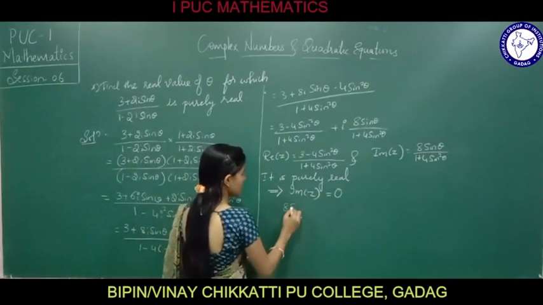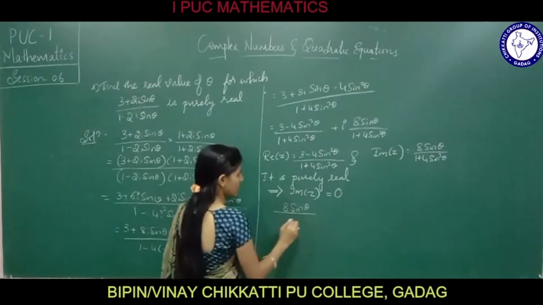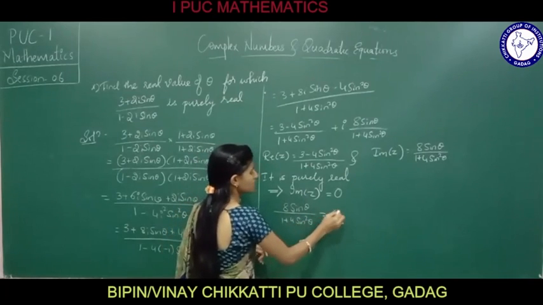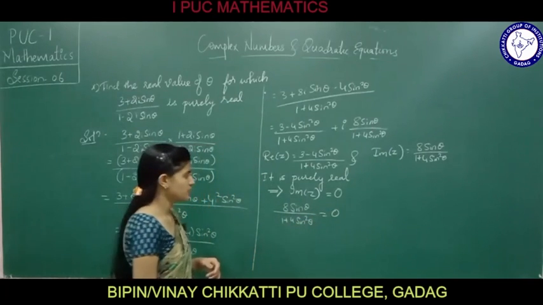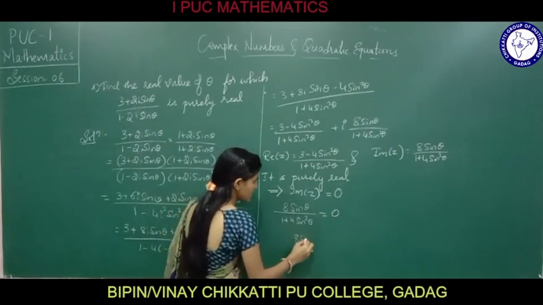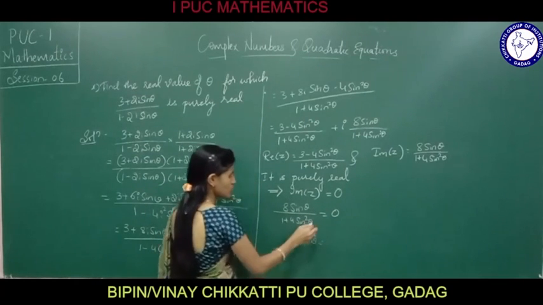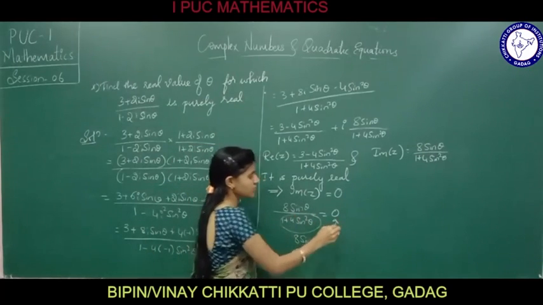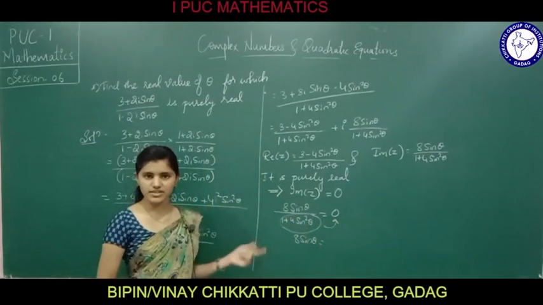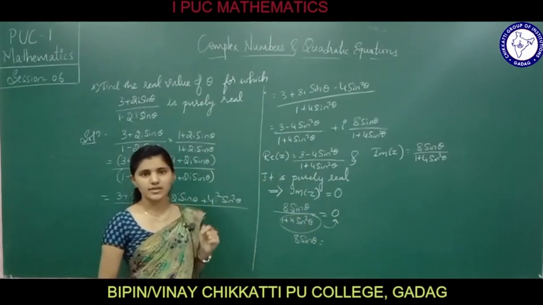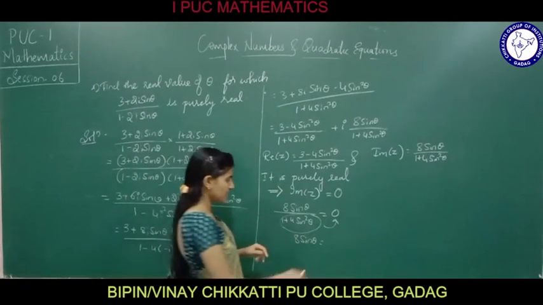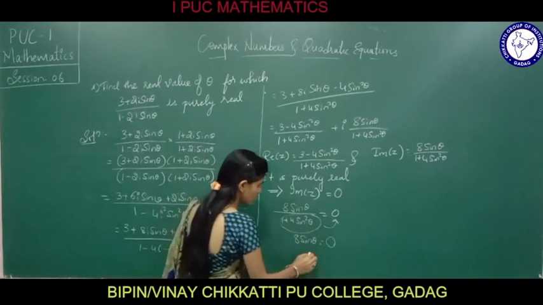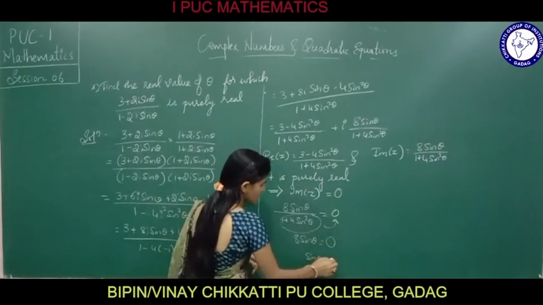That is 8 sine theta divided by 1 plus 4 sine square theta. This should be equal to 0. Therefore, what happens? 8 sine theta is equal to 0 when the denominator comes over, because it is going to be multiplied with 0, and we all know that any number multiplied by 0 is again 0. Therefore 8 sine theta will be equal to 0. Hence what we got? Sine theta is equal to 0.